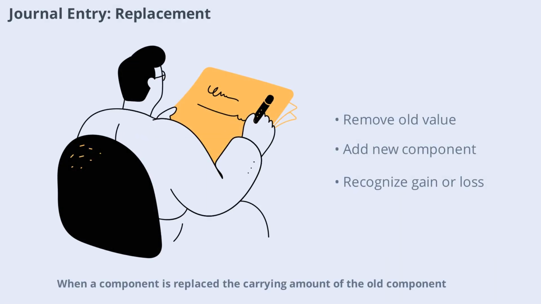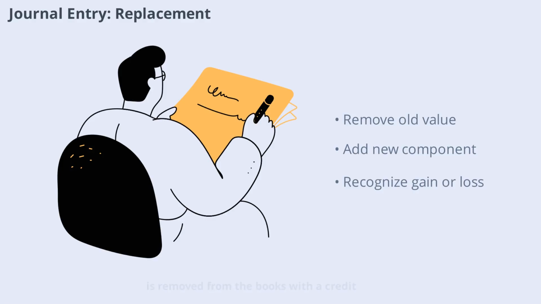When a component is replaced, the carrying amount of the old component is removed from the books with a credit, and the cost of the new component is debited to the asset account. Any difference between the old carrying amount and the new cost is recognized as a gain or loss. This process keeps the asset's value accurate and ensures that depreciation is calculated on the new component going forward.